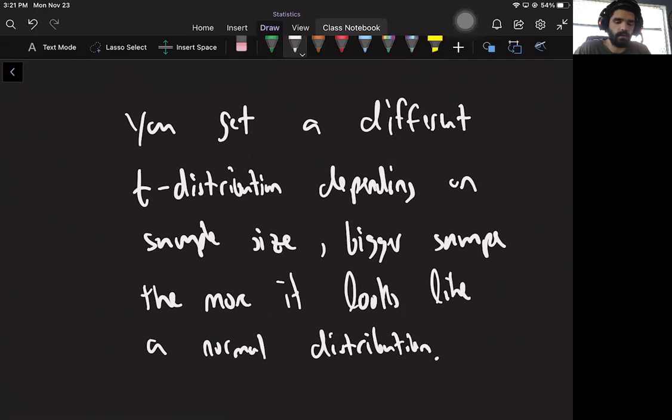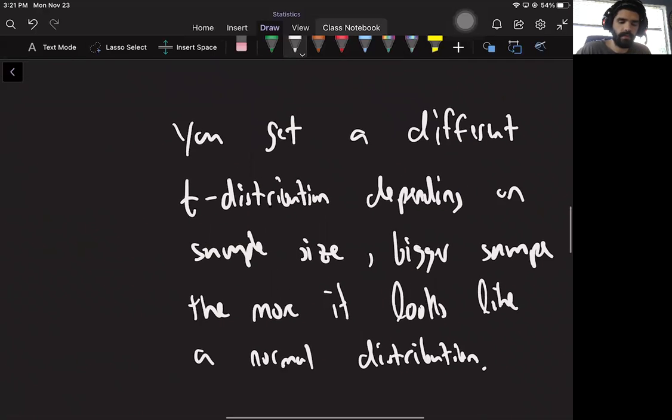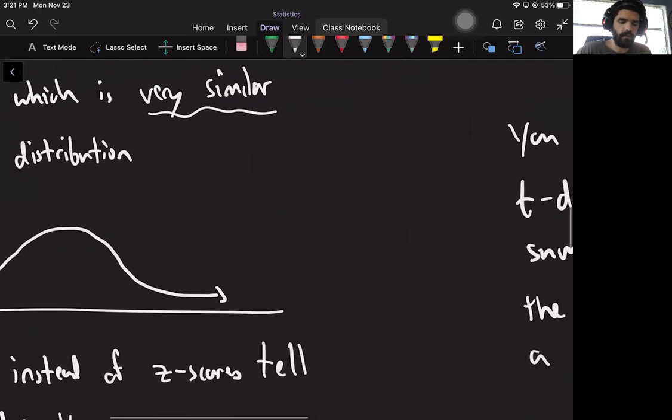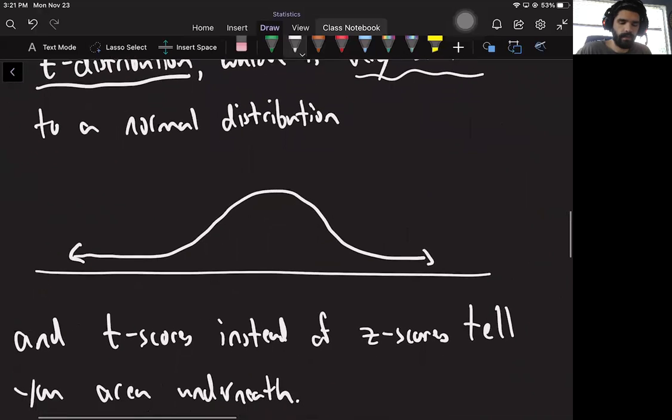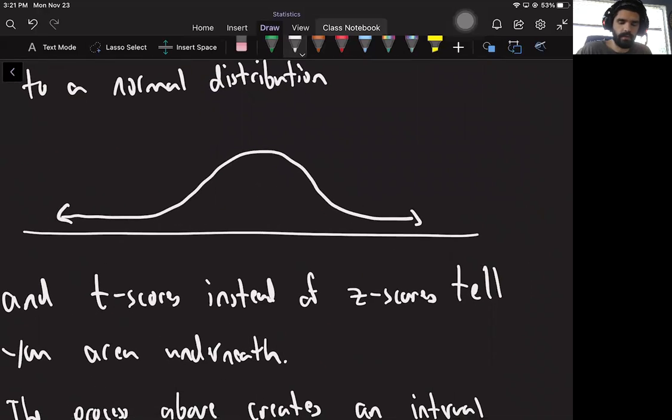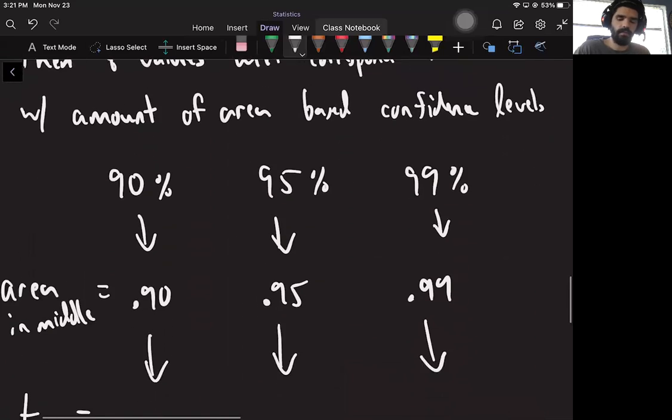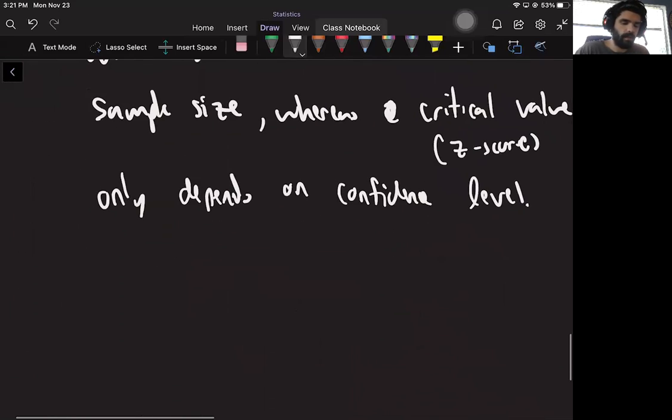So that's the reason that your t-score depends on your sample size. It's because your distribution, first of all, depends on your sample size, whereas your normal distribution, your z-score distribution, doesn't depend on sample size. It's always the same. Again, in practice, this theory is not going to get in the way too much. So let's jump into an example now.